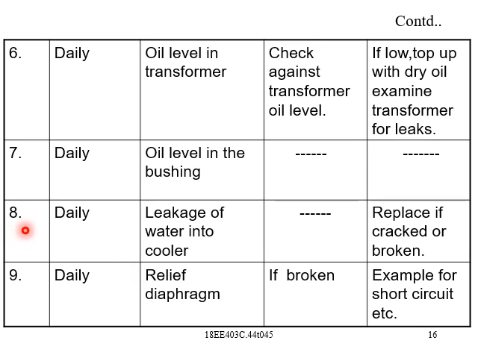And next, the eighth maintenance is also done daily. The inspection frequency is daily. The item to be inspected is leakage of water into the cooler. What is a cooler actually? We observe the cooling tubes or the radiators. For below 1000 kVA distribution transformers, those are built within the transformer tank.